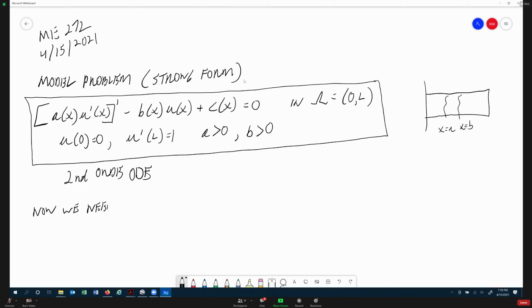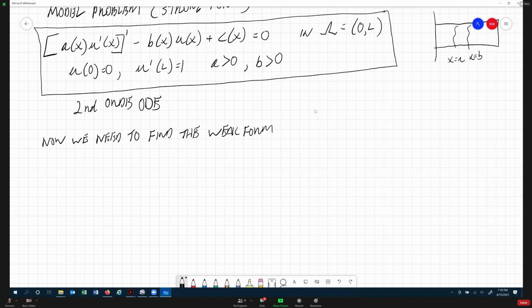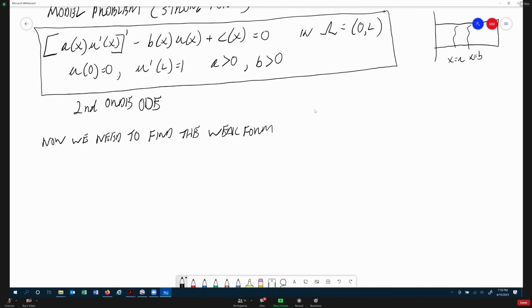And now we need to find the weak form. And to do that, we're going to choose a weight function, or choose a weight, a test function.